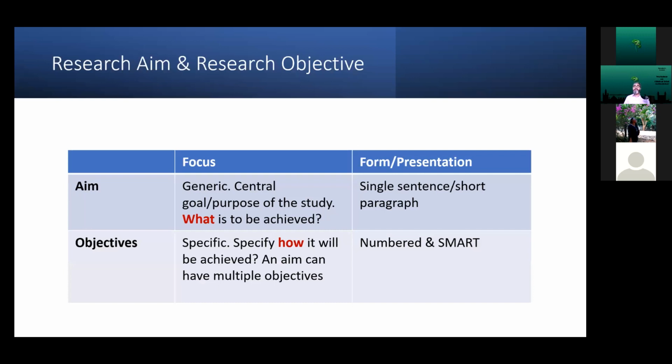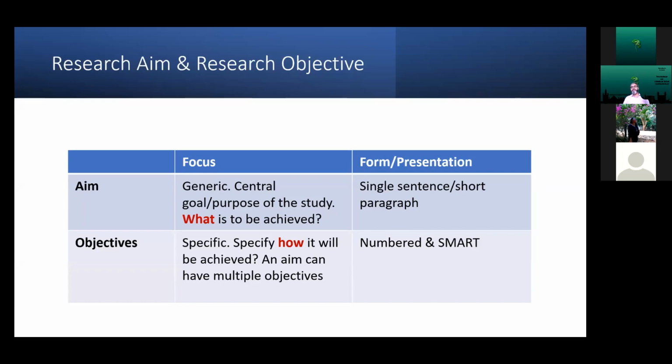Okay. There's another term that is often confused before we go ahead to the research question: what is a research aim and what is a research objective? Now, research aim is generic. The study is generally framed as an aim. So, for example, what is to be achieved? If you are answering what, then that is the aim. The presentation of the aim, because it is very generic, is a broad paragraph or a single sentence, which broadly tells you the purpose of the whole study.